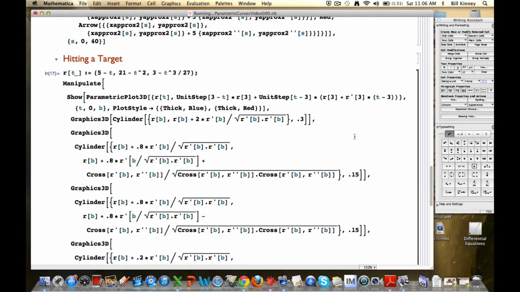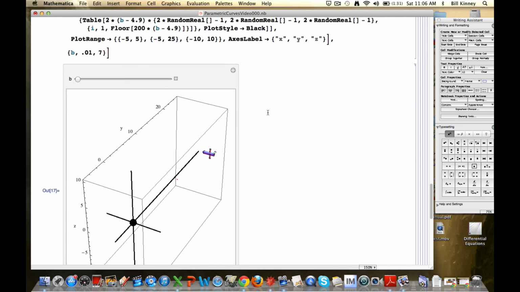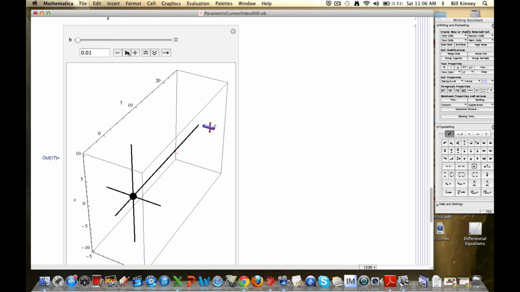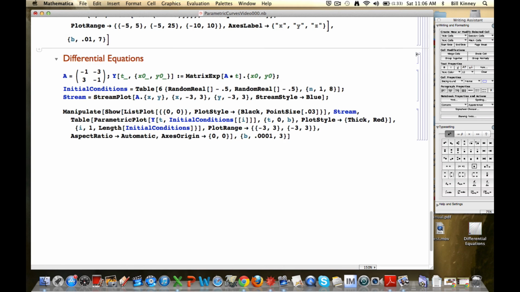Hitting a target, this code right here makes, well, I tried to make the thing right there kind of look like the Starship Enterprise, but I failed at that. But anyway, this thing right here is flying through the air and shoots that target. We can use Mathematica and parametric equations to generate parametric curves that illustrate this. And that's kind of a fun thing to do.